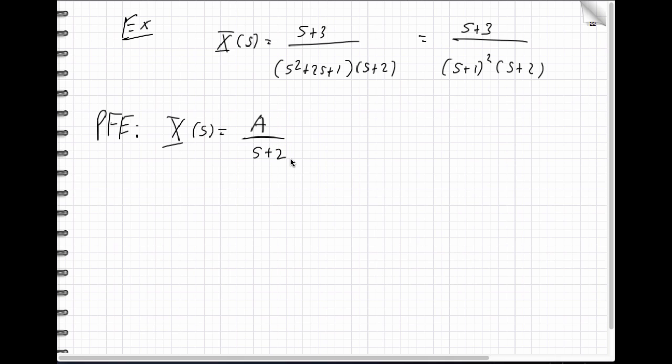Now, for the repeated root, I'm going to write B over s plus 1. Nothing's changed there. That would be the same as if there was no square. But now I'm going to add a new term, C over s plus 1 quantity squared. And I'll put the s plus 2 back up. Now, can you guess what would happen if I had an s plus 1 quantity cubed? If you guessed that you would get a D over s plus 1 quantity cubed, then you're correct. So for every repeated root, you have to start from the power 1, power 2, all the way to the power n.